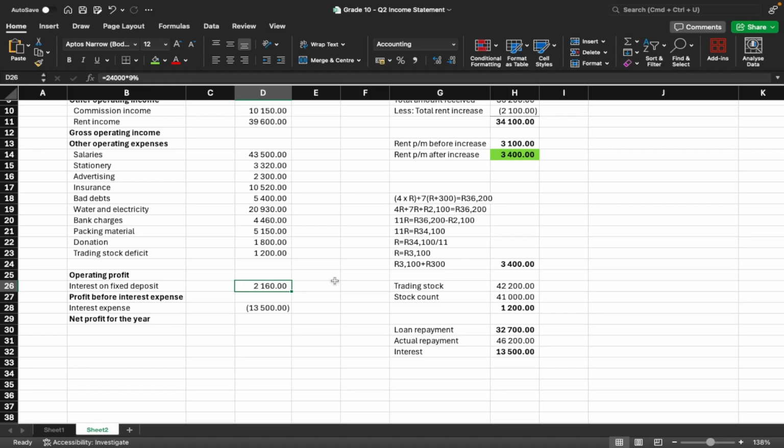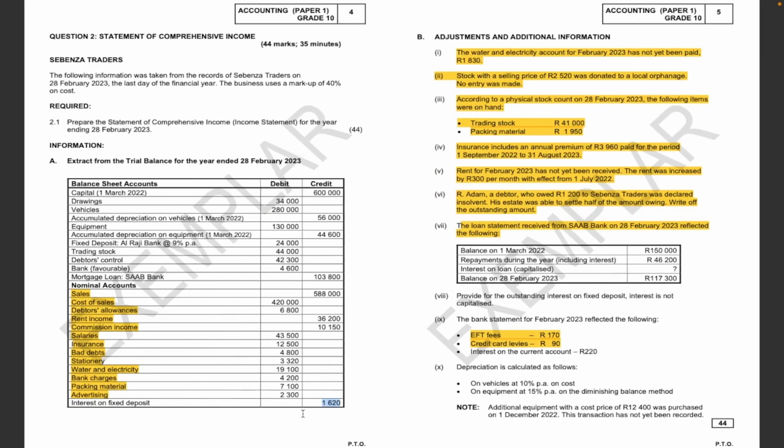However, if I were asked to do the balance sheet, then I would have to look at the difference between this 2,160 rand and the 1,620 rand. That difference will actually be accrued income, a current asset, meaning money that I'm yet to receive, that is due to me. But since I was only doing the income statement, I only need to take my fixed deposit amount, 24,000 rand, times the 9%, and that's how much I've earned for the year.